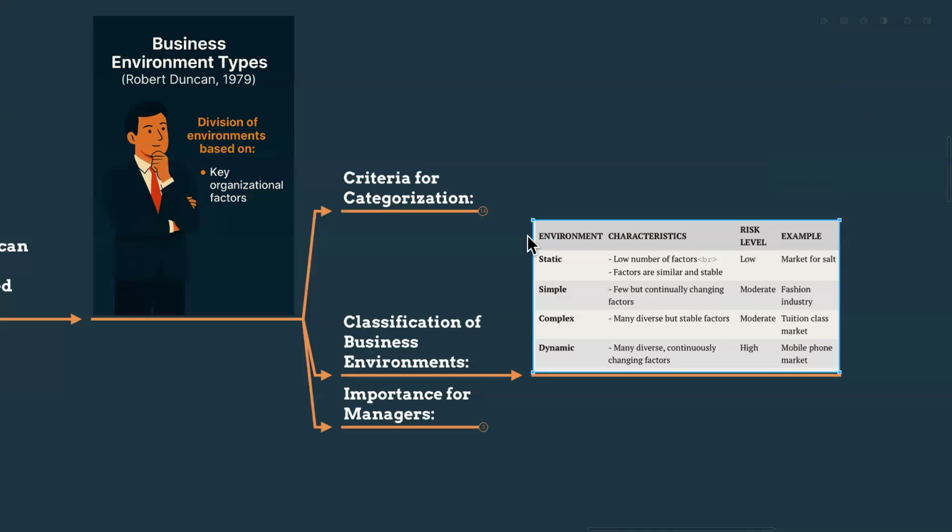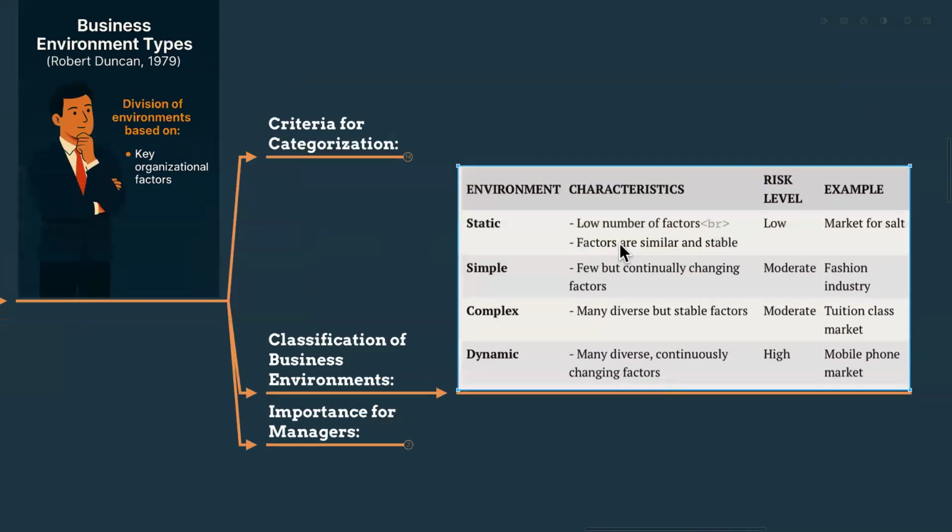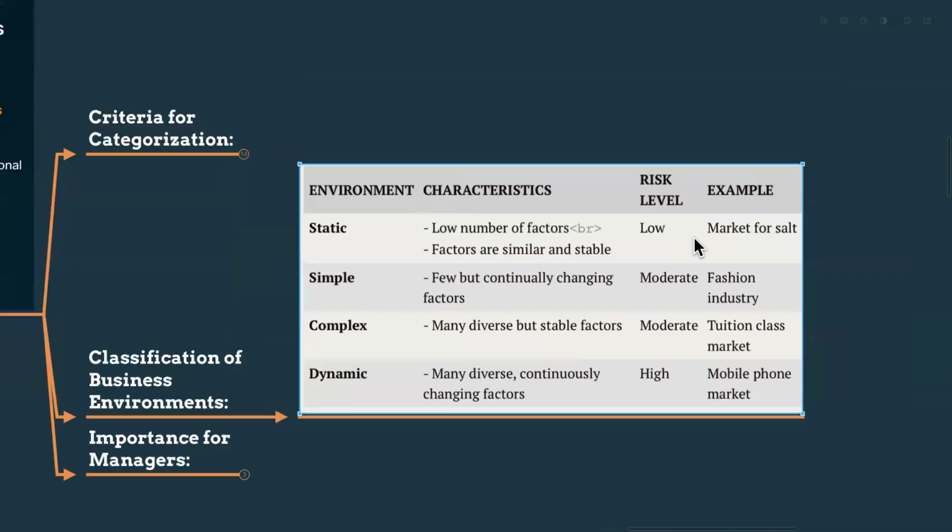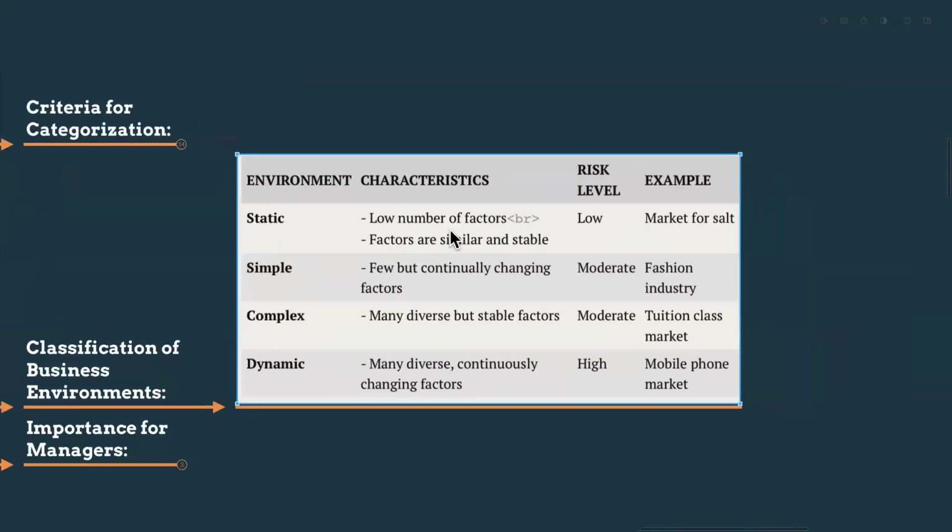And the classification of business environment, just remember, static environment means there is a low number of factors. The factors are very similar and stable. The risk level is very low. An example is the market for salt.